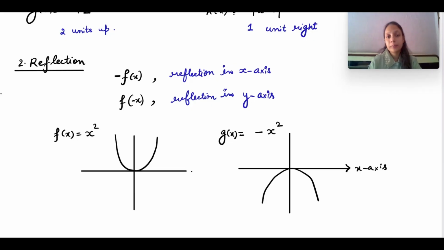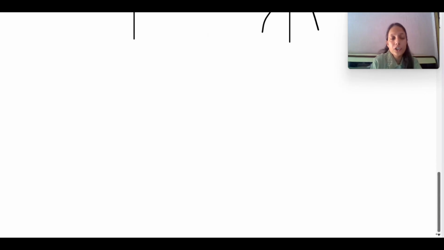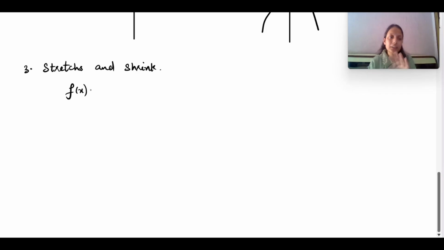The next transformation is stretch and shrink. If I have a function f(x), a basic function, and I multiply by a constant term a outside, the whole function is multiplied by the constant number a. It means it is a vertical stretch or shrink. And how to identify stretch or shrink? It depends upon a. If a is greater than 1, then I will say it is a stretch by factor a.